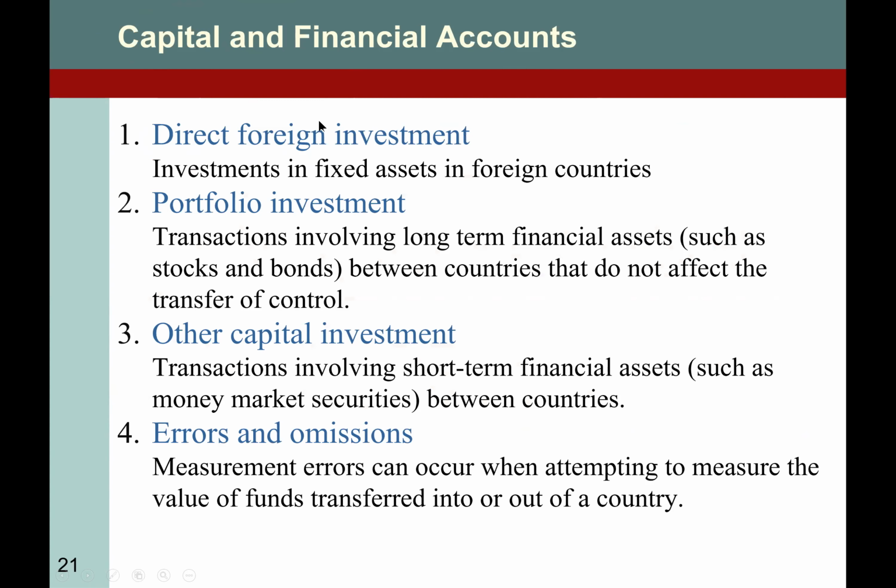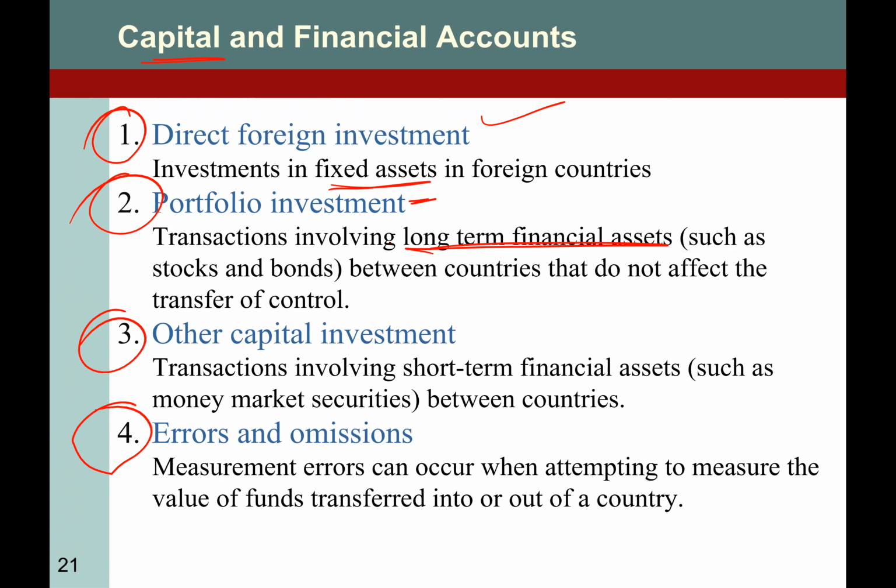So the capital account, also called the capital and financial account, is categorized into four parts. The first is direct foreign investment, which is investment in fixed assets in foreign countries, which means a foreign country bought your local asset, for example, Shanghai Electric Company or Shanghai Subway. This is capital account. Portfolio investment is when foreign countries buy bonds or stocks in the stock market, right?